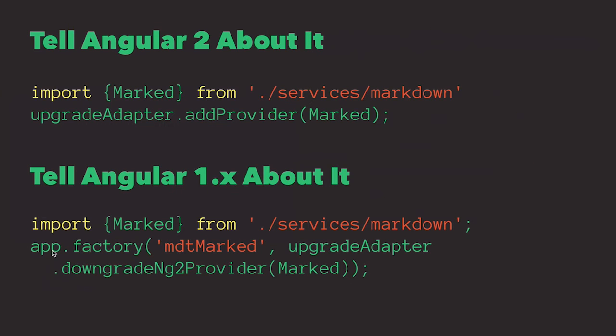We're assuming that it's just been instantiated as app somewhere. And then instead of passing in the naked class, you call upgradeAdapter.downgradeNg2Provider on it. And now Angular 1 can use this.